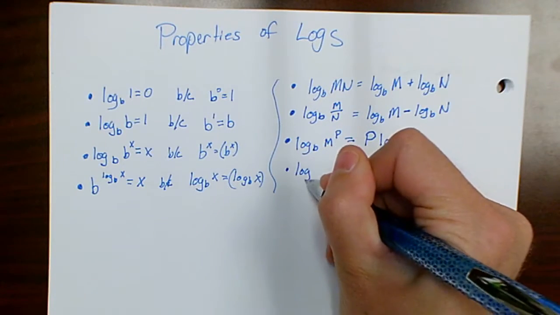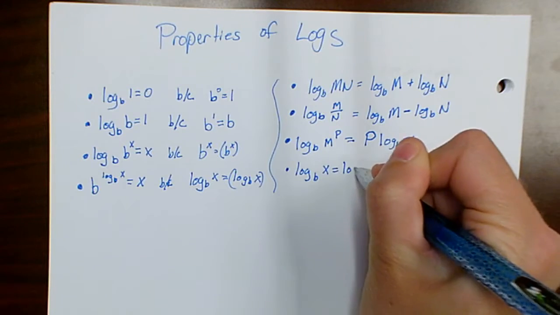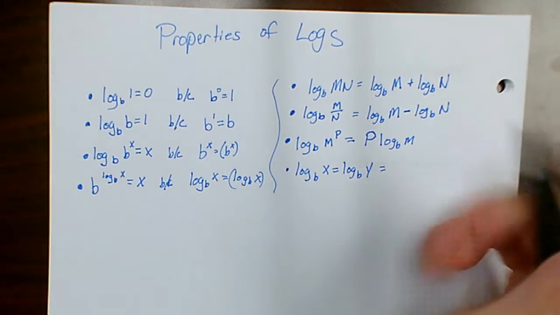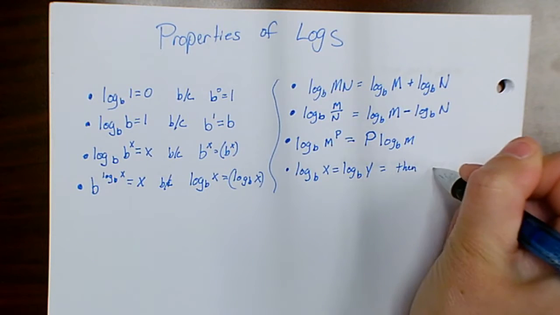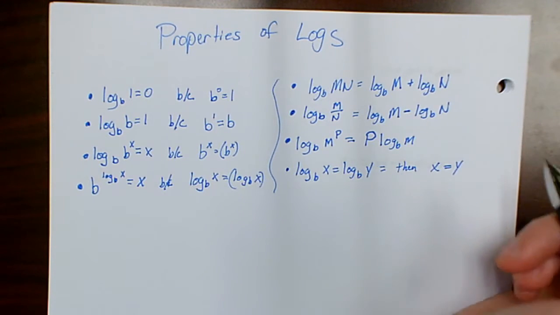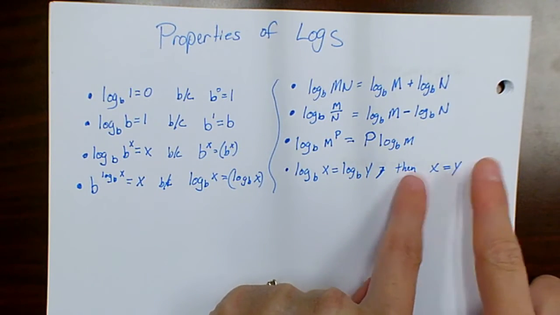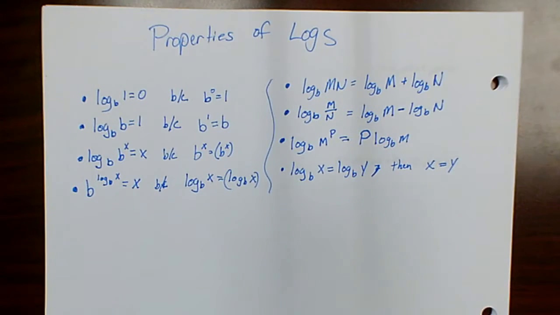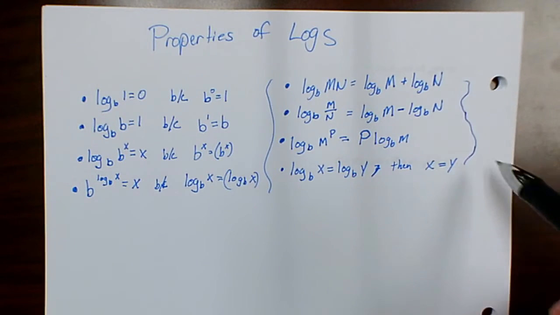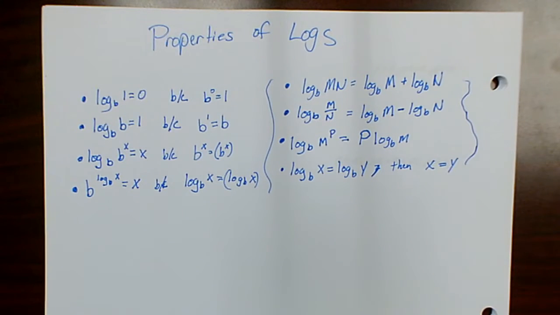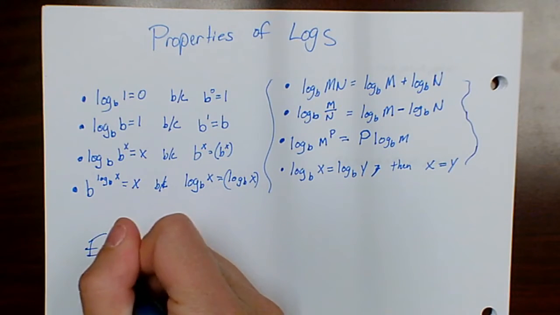And then if we have log base b of x equals log base b of y, as long as the bases are the same, then x equals y. Okay, we can drop the logs. And reverse. So if we have x equals y, we can add the logs to both sides. So these will help you with solving your logarithmic equations, which we will see in a later video. This video will focus on expanding logs and condensing logs.